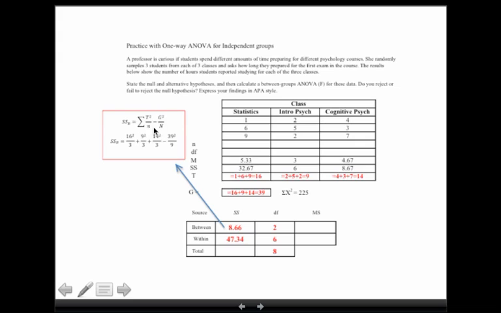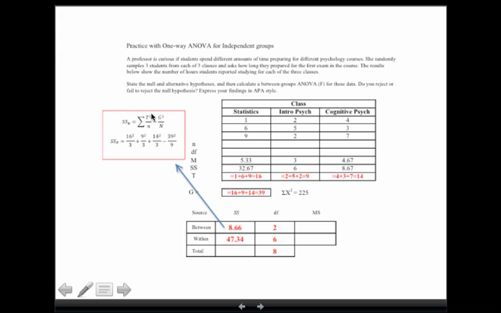Then you're going to plug those into your formula. So you have to do a sum of t squared over n for each condition that you have. So you can see I did that for statistics, intro psych, and cognitive psych. So 16 I got from here is the t. I squared that. I divided by 3, which is the number of participants for statistics. Then I moved over to intro psych. The t is 9. I squared that and divided by 3, which is the number of participants. And then I did that again for cognitive psych. The t is 14. Divide by 3. That is the part of the formula for cognitive psychology.